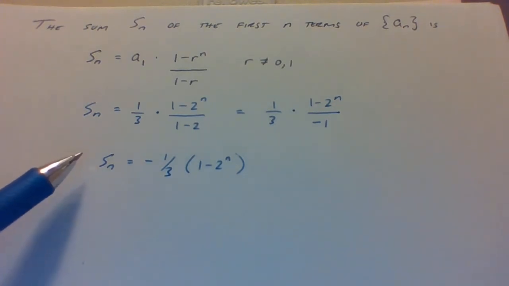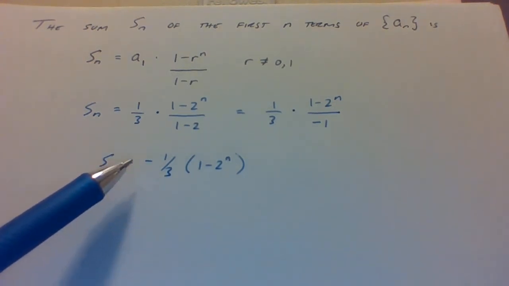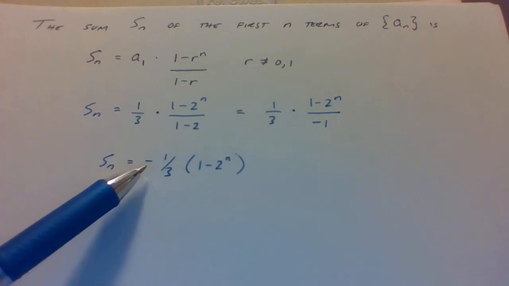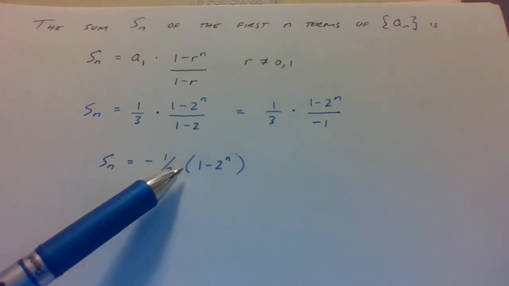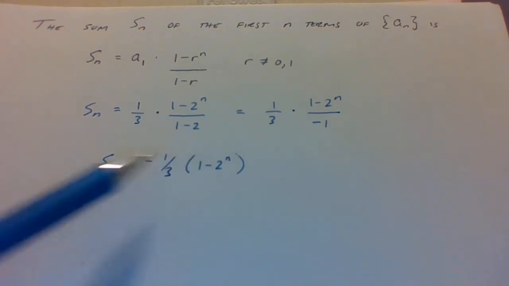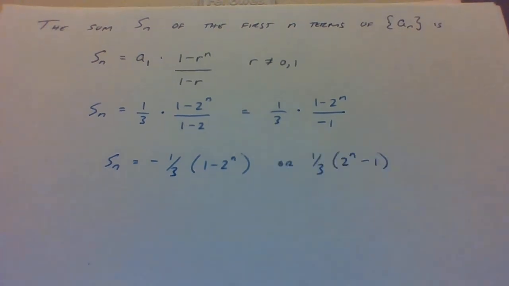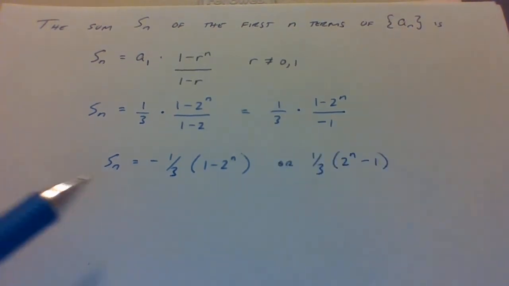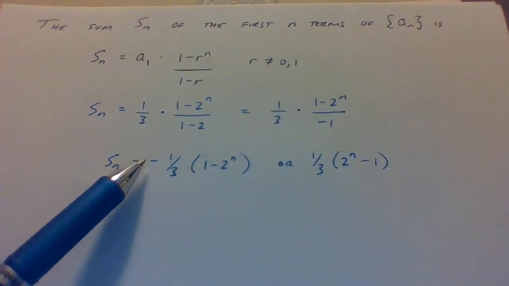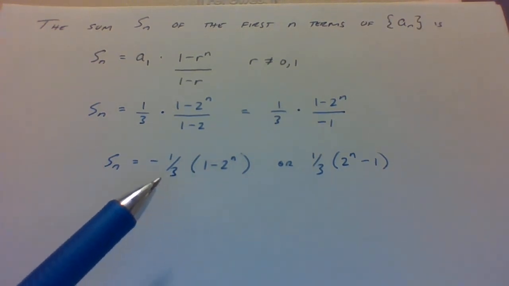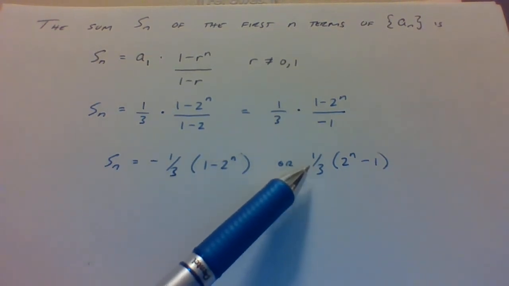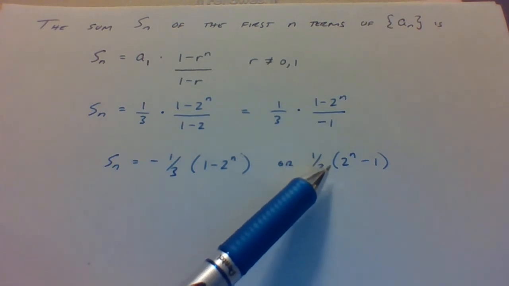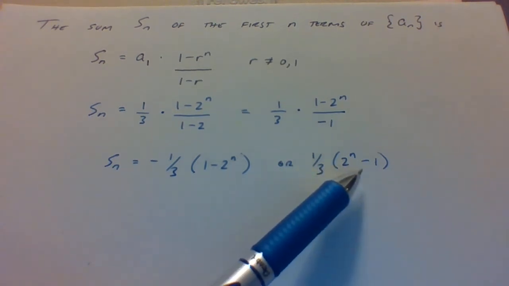So our sum, S sub n, can be written as negative 1/3 times the quantity 1 minus 2 to the power n. If you want to distribute this negative through your set of parentheses, you could also write this as 1/3 times the quantity 2 to the power n minus 1.